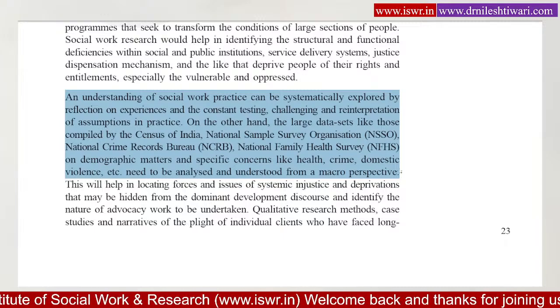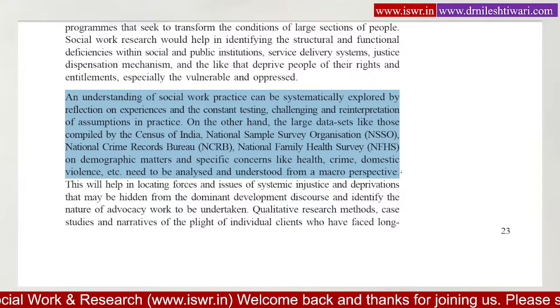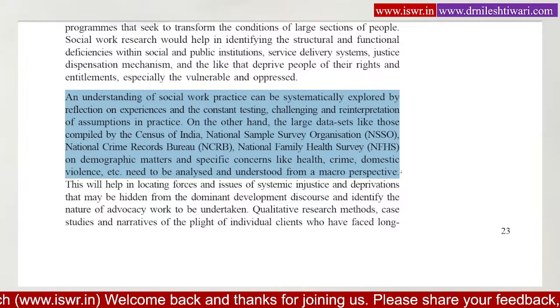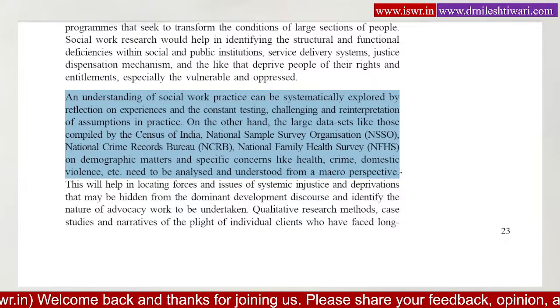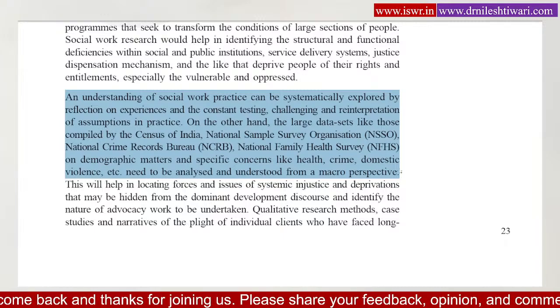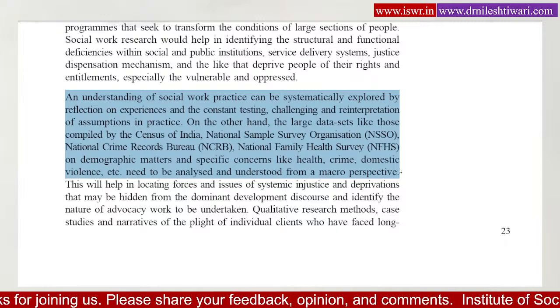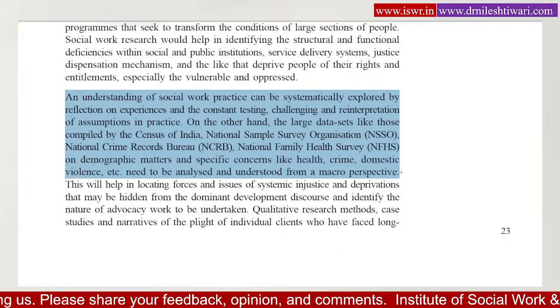So census database: in which state, what category of people, how many, and whom of them have basic facilities, and all that. So census data always helps in case of advocacy.